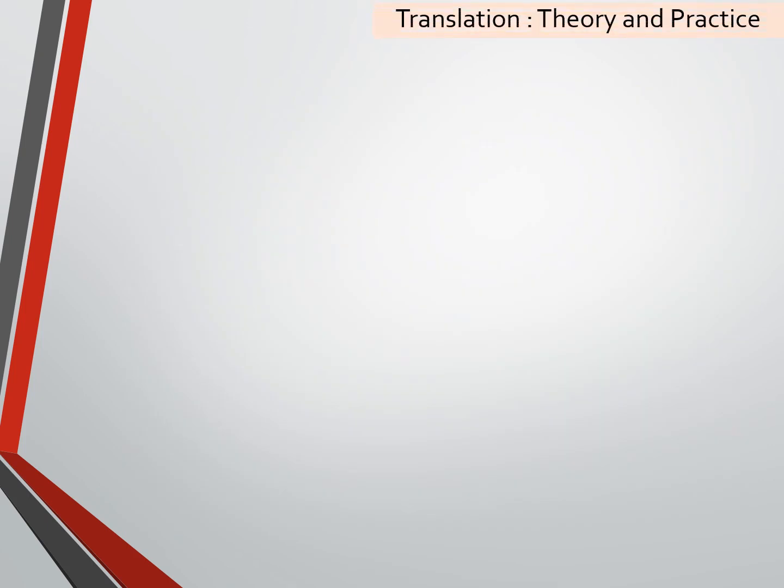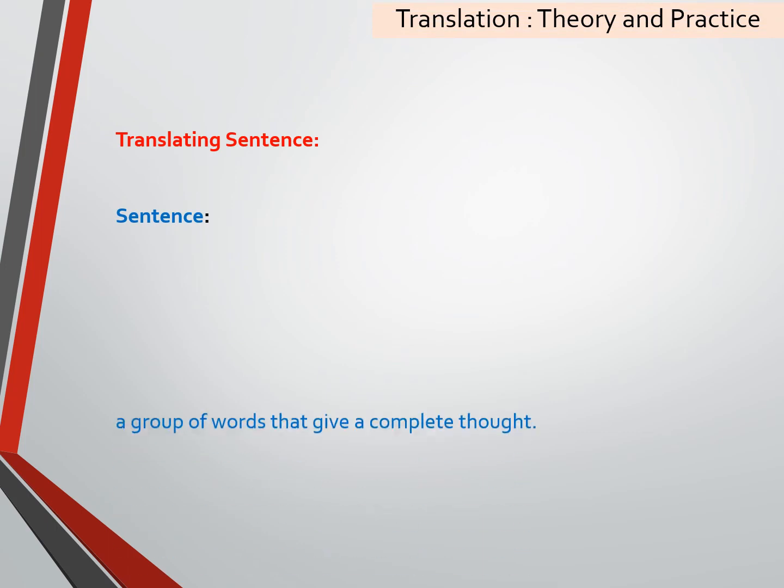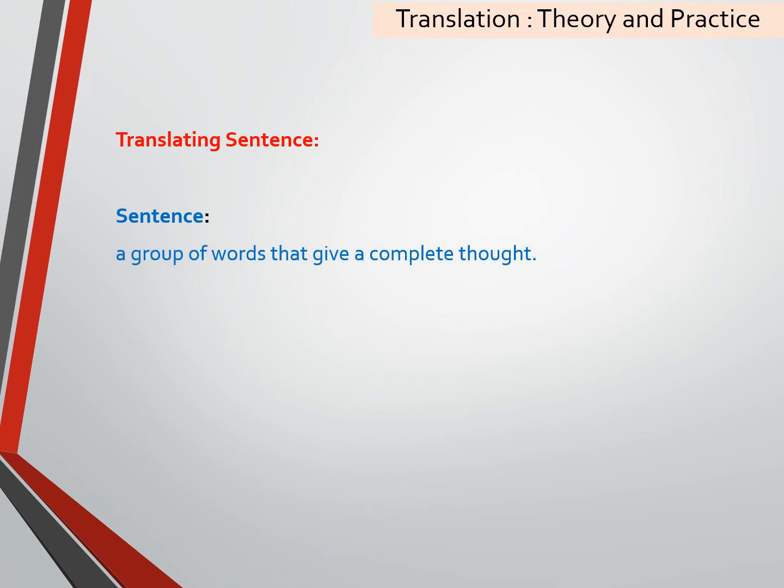First of all, we have to know what we mean by a sentence. A sentence is a group of words that give a complete thought or a complete meaning. So any group of words that gives a complete thought or meaning can be considered a sentence. But sentence structure changes from one language into another.